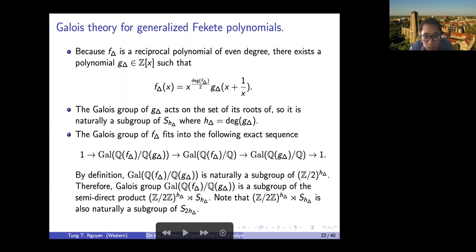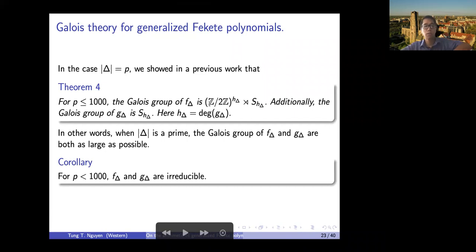there's a typo, so it should be Q here. This is a subgroup of this semi-direct product, where the action of the symmetric group basically permutes the elements in this (Z/2) part. Furthermore, this group is also a natural subgroup of S_{2h delta}, because the Galois group of f also acts on the roots. But you can imagine that this semi-direct product group is much smaller than these big groups. So we already see that there's a big restriction on the Galois group of f.